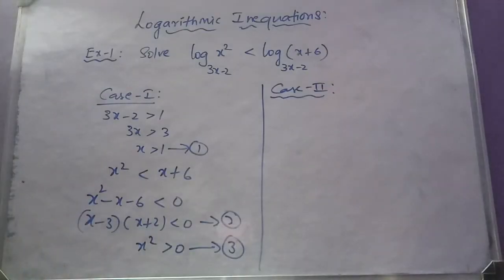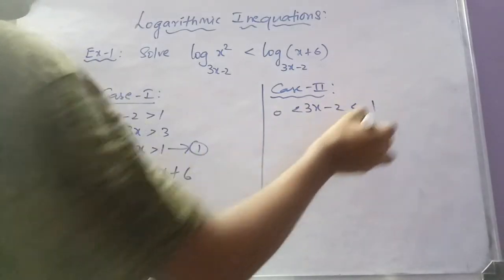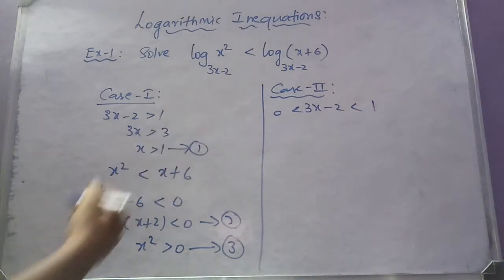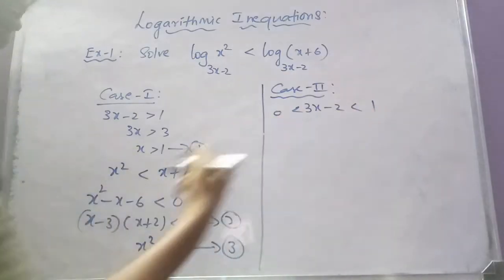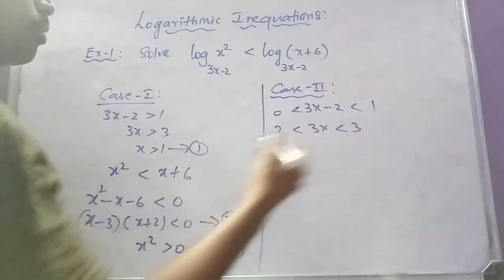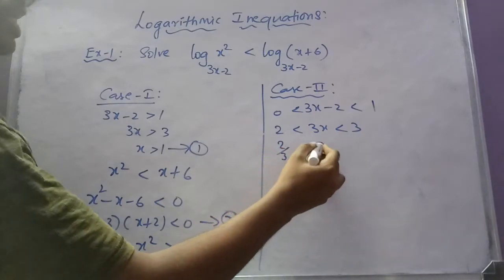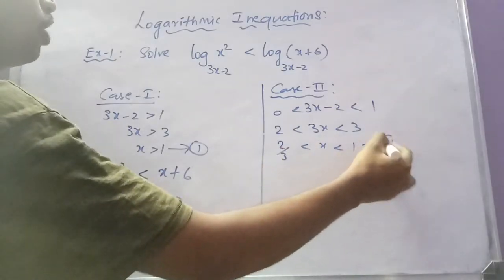In case 2, the base is taken as a proper fraction, which means that 3x minus 2 is between 0 and 1. To solve this, let us add 2 in all three places, then you'll get 2 less than 3x less than 3. Now you can divide by 3. So then 2/3 less than x less than 1. So this is the first inequality.